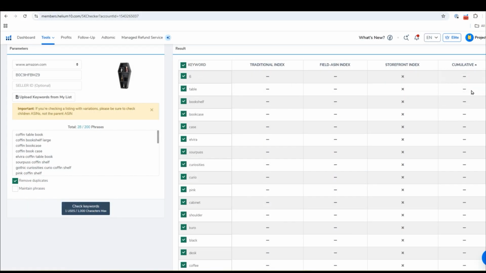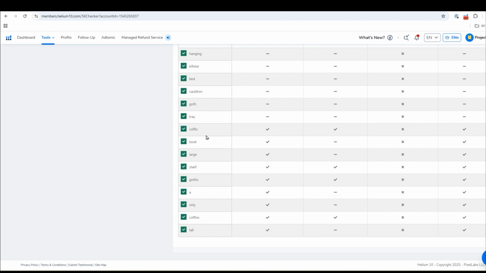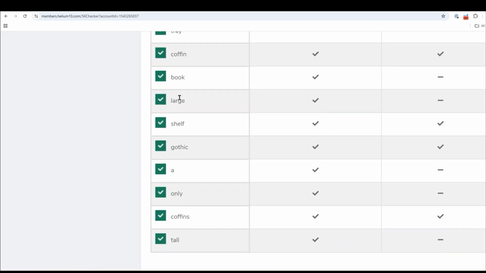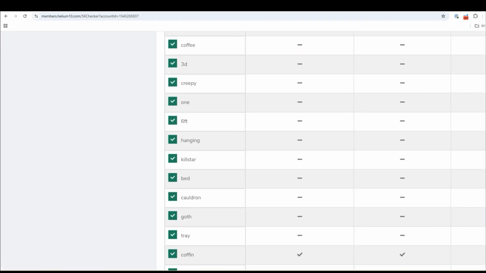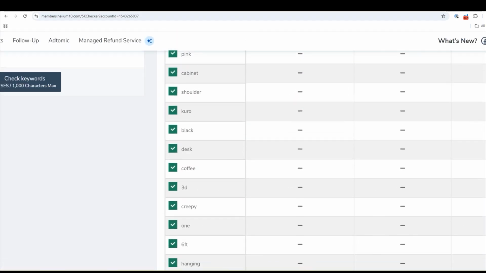And now I can see right here, wow, there's only a few keywords that this product is indexed for. Coffin, book, large, shelf, gothic, coffins, tall. But all these other keywords are the exact keywords that are causing me not to be indexed. So guys, this is just something that is irreplaceable. Or I guess you could do it without this tool. I would type in 1-by-1 searches on Amazon and do a whole bunch of things. It would literally take me an hour and a half probably to do this, what I just showed you in about 2 minutes here, to really see what words I have to add to my listing in order to be indexed. So Index Checker, guys, is so important. Only available in Helium 10.